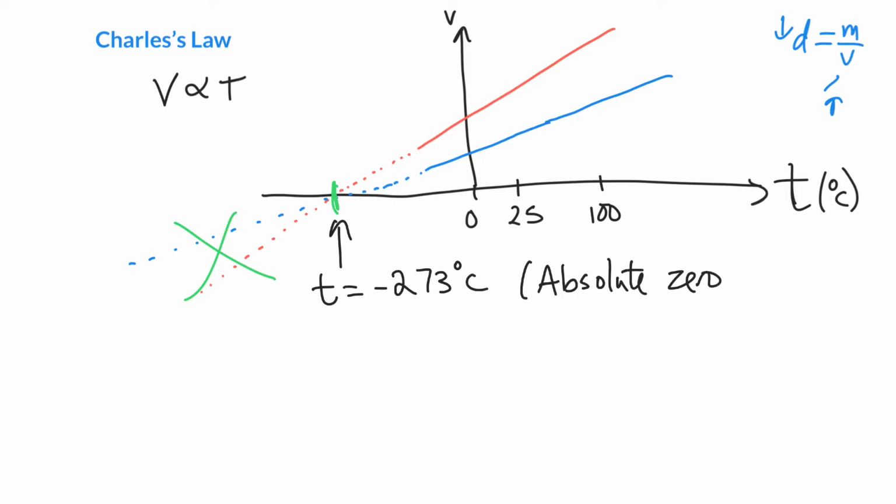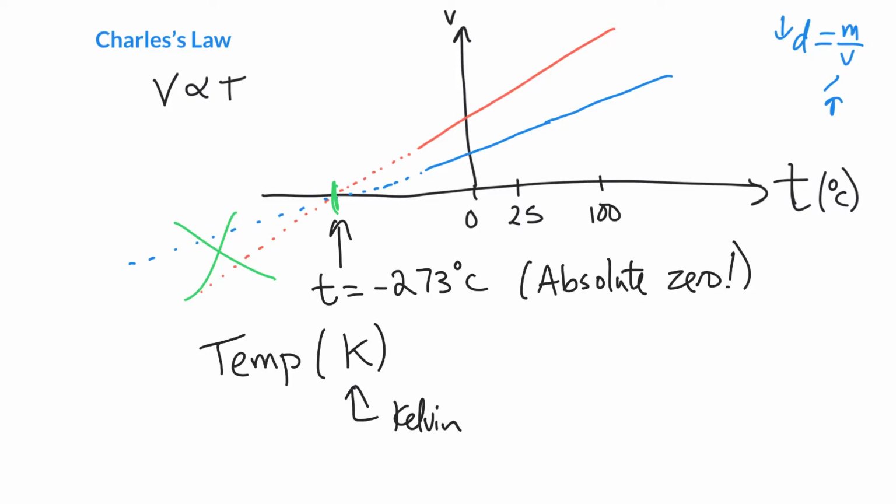Because of this, we call it absolute zero. In fact, we introduce a new temperature scale called the Kelvin scale. Kelvin is normally given the symbol K. Notice it's not a degree scale. It's not actually a relative scale. It's absolute. And we define it in terms of the temperature in degrees C.